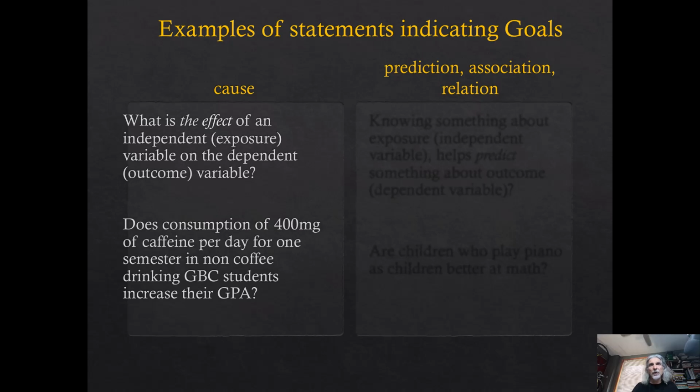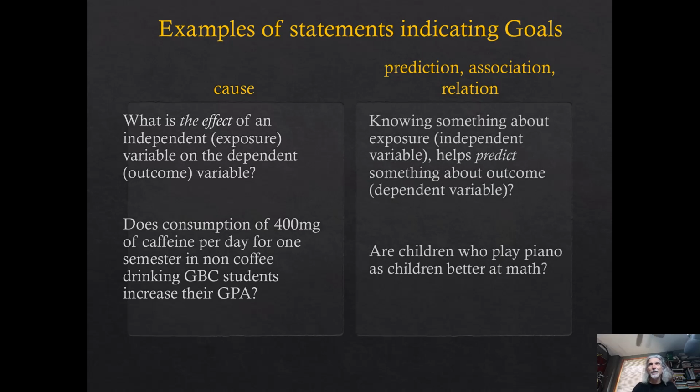Some statements indicating goals. Cause. Okay, so this is important to differentiate between cause and not cause. So if you see words like effect, impact, that's an indication of causation. So does consumption of 400 milligrams of caffeine per day increase their GPA? So does A increase B? That means if you give A, you're going to get more or less B. In this case, both increase, right?